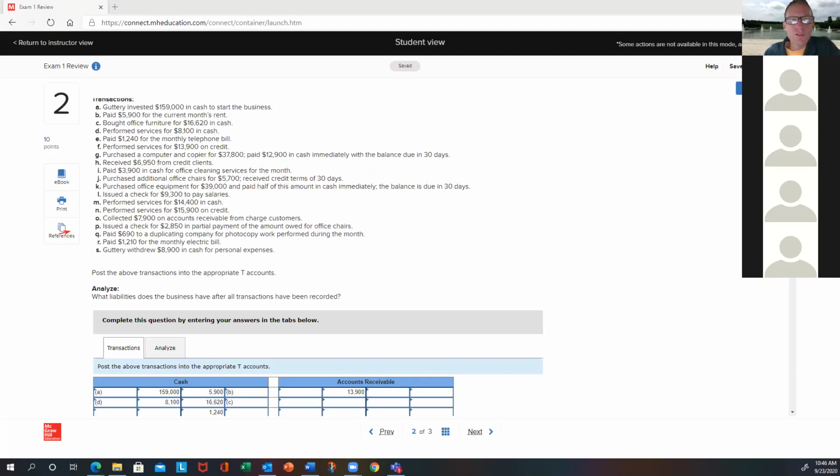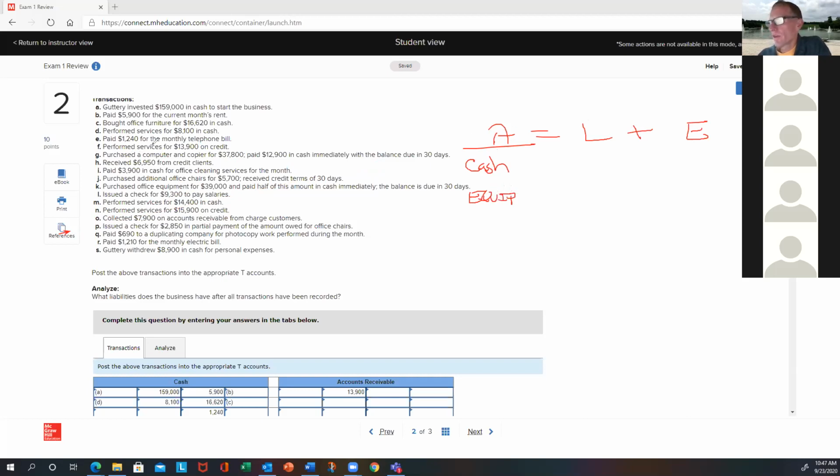If you were confused about how to work this one out, trying to figure out what accounts to use, if you went back and started with your equation, say, okay, we've got assets equals liabilities plus equity. We know we've got cash, and it looks like we've got some sort of equipment, office equipment, two assets.